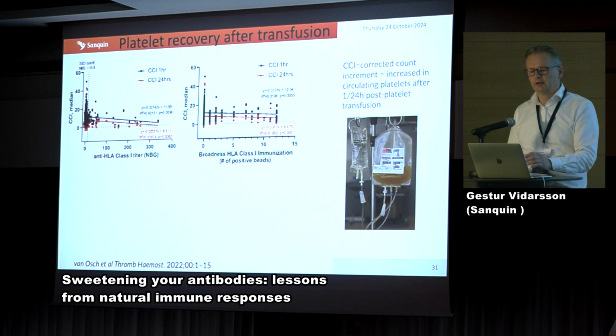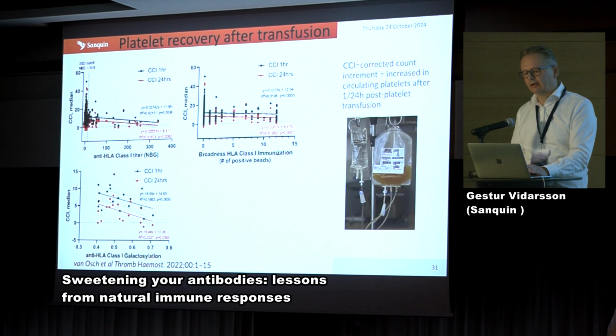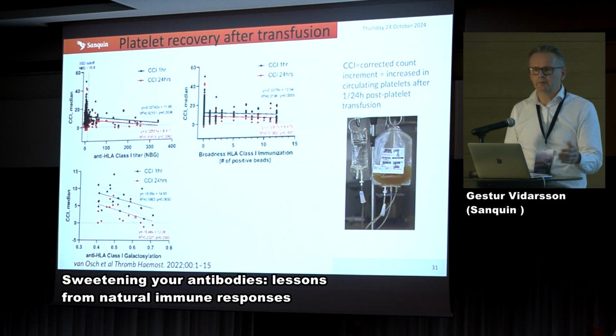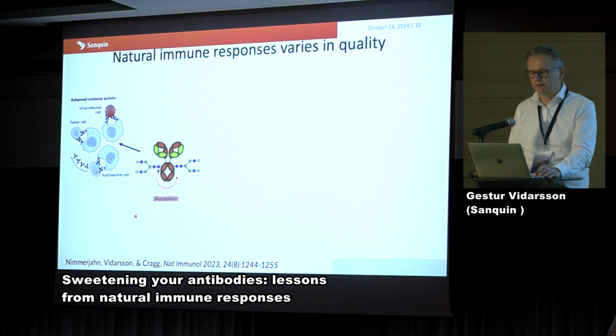And also in vivo, in humans, in people receiving platelet transfusion, what we see is that the level of antibodies against HLA is not associated with the clearance of these platelets. So this is platelet clearance on the y-axis, and the amount of antibodies is not really correlated with that, or the polyclonality of that response. But galactosylation is. So the higher the galactosylation, the faster the platelets are seen to be cleared from these patients. And we think that this is complement mediated.